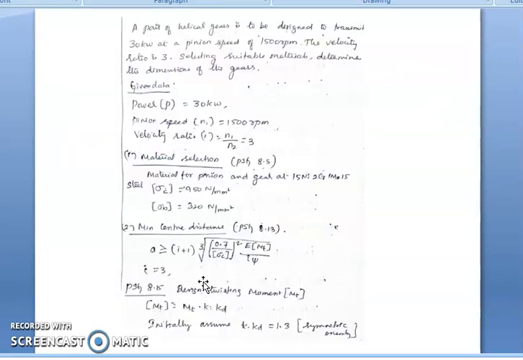So with this introduction to helical gears, let's see how to solve a problem on the design of a helical gear drive. The design procedure is the same as what we have done in the design of spur gear. Only a few things have changed. In this problem, a pair of helical gears is to be designed to transmit 30 kW at a pinion speed of 1500 rpm. The velocity ratio is 3. Then select a suitable material and determine the dimensions of the gear.